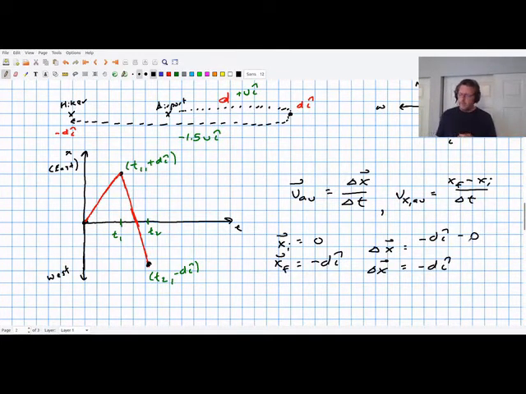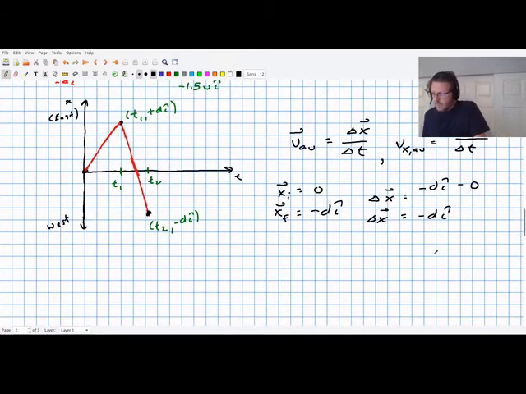Okay, so if I want to figure out the average velocity or the x component of the average velocity, I need to know the displacement, which I now know. I then need to know what the total time is that it took to do that. That's something I don't know. So let me fill this in a little bit more. Average velocity is delta x, which I now know, negative d i hat, divided by the amount of time that it takes. So that is my next step.